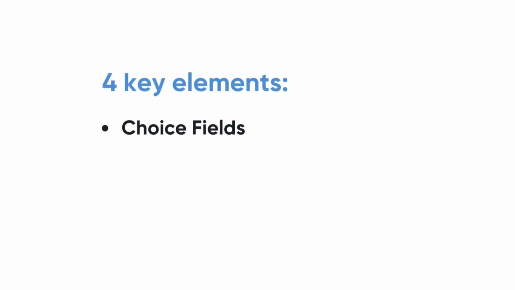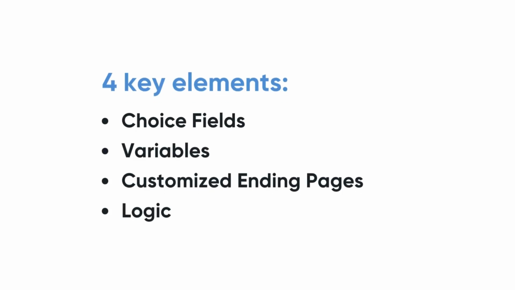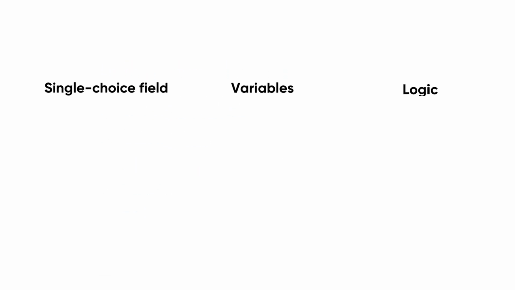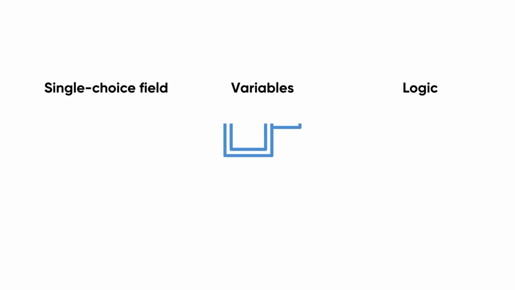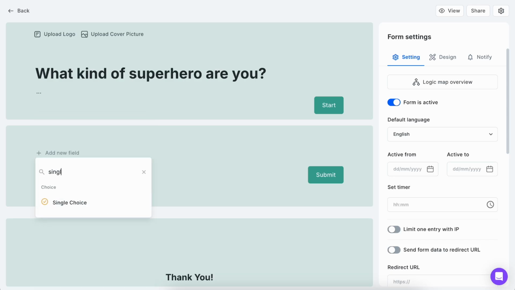For a personality quiz to function correctly, you'll need these 4 key elements. The most common choice field you'll use is the single choice field, where respondents select one answer from multiple options. Variables act as placeholders for hidden calculated values. These variables are linked to specific questions and can be refined later for dynamic elements like calculated scores and logic-based rules. Logic is the set of rules that dictates how the form behaves, how responses are processed, and how a result is determined.